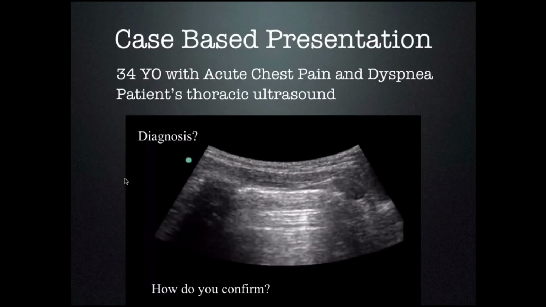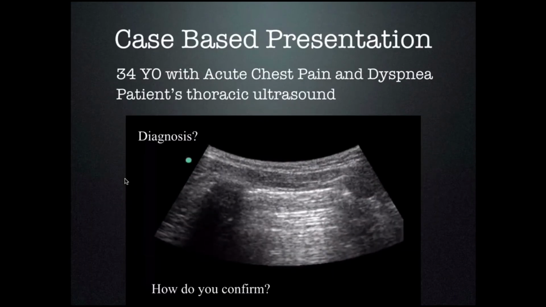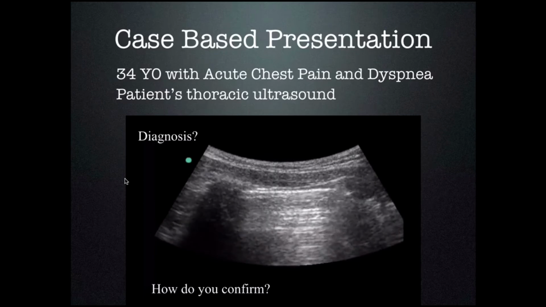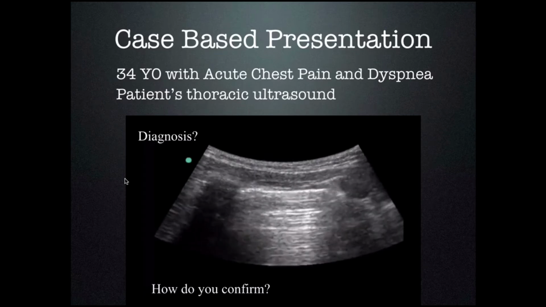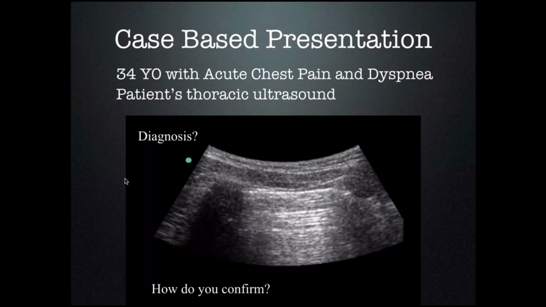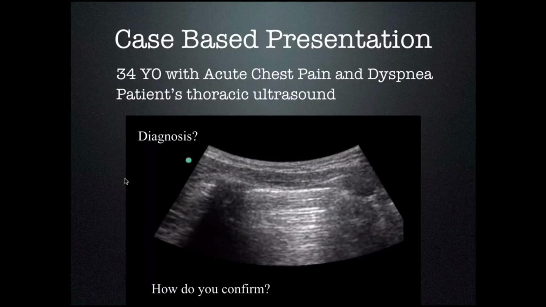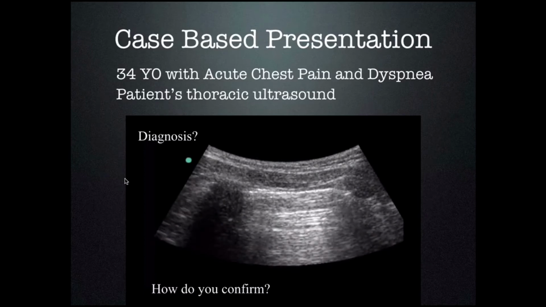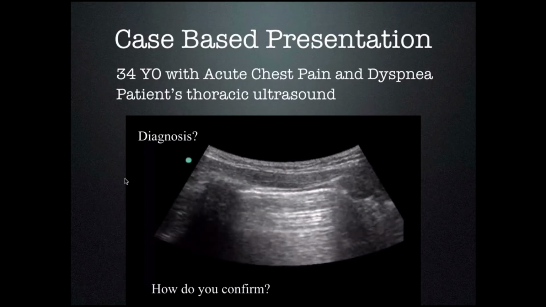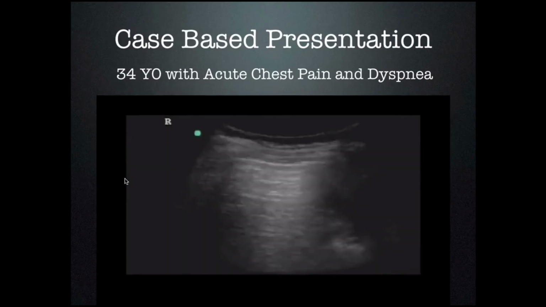So let's go back to our case. A 34-year-old with acute chest pain and shortness of breath. The patient's thoracic ultrasound is below. If you thought this was a pneumothorax, you're probably correct because we don't see any sliding of the pleural surface. But how would you confirm this? You're correct. You'd look for the lung point.